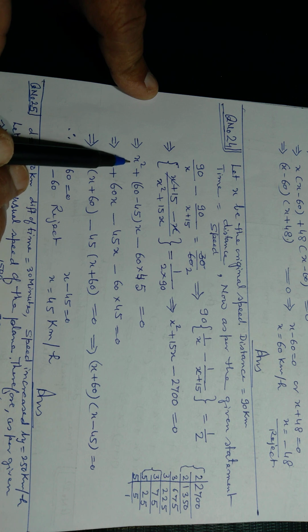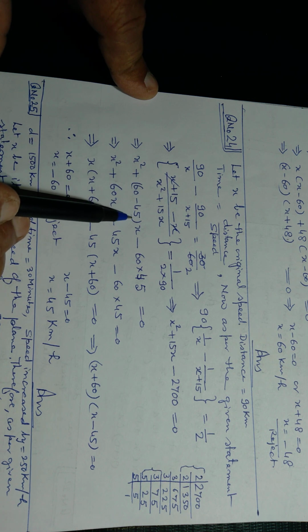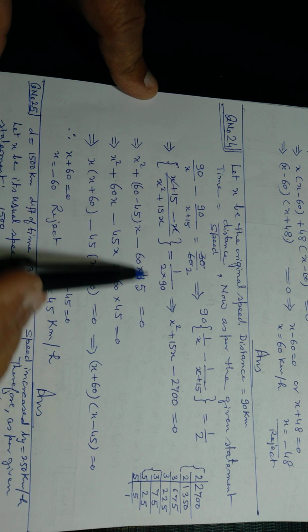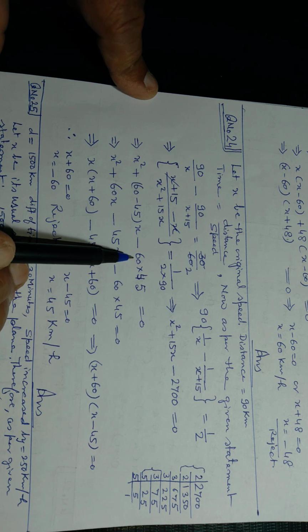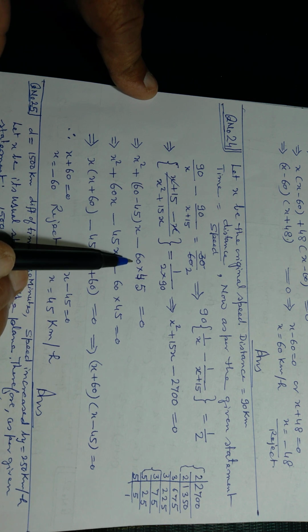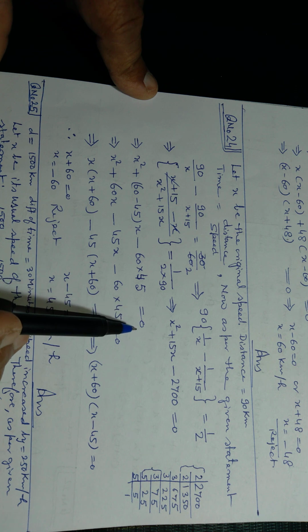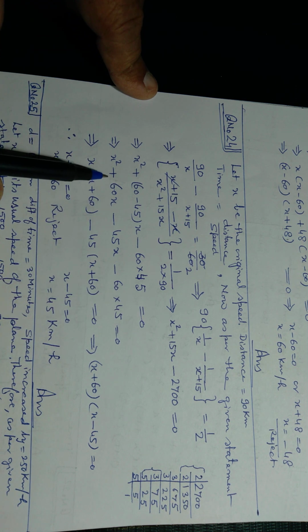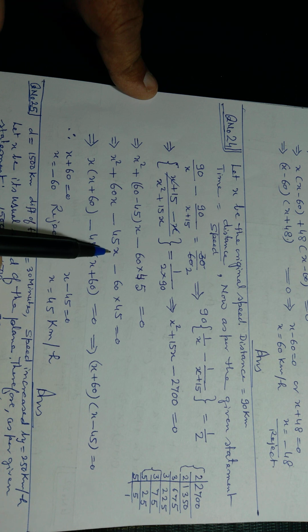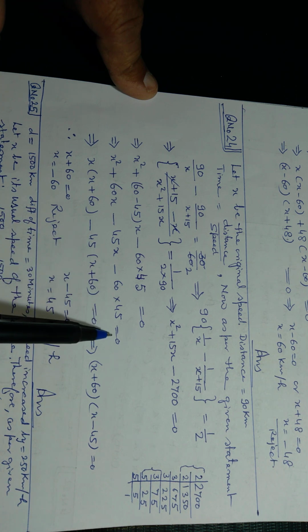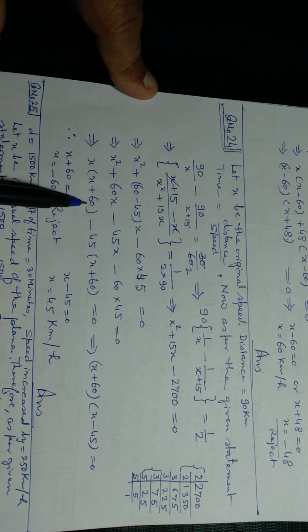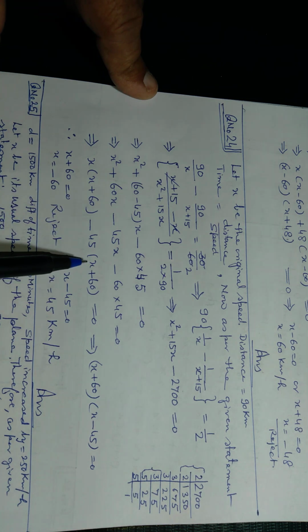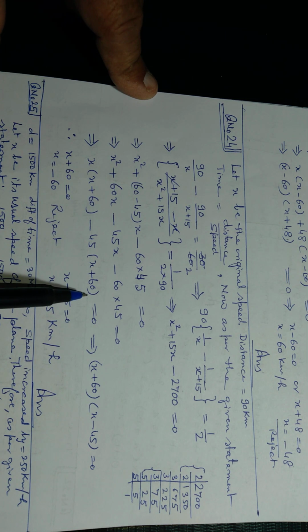Now you see the x square plus 60 minus 45. If you just subtract it, you will get 15. If you just multiply it, you will get 2700. Here also in place of 2700 I have written 60 into 45, that is equal to 0. So x square plus 60x minus 45x minus 60 into 45 equal to 0. Take out x common from the first two terms. So inside the bracket we will get x plus 60 minus 45. Inside the bracket x plus 60, bracket closed, equal to 0.